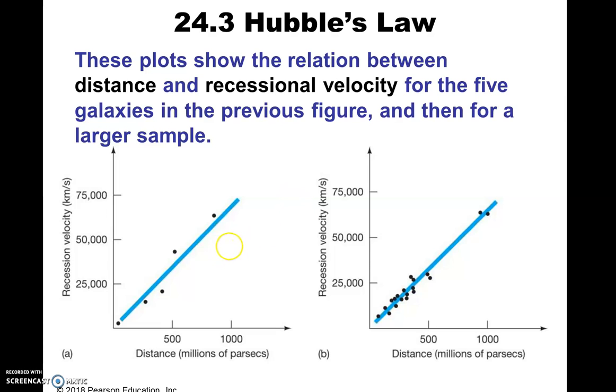Anyhow, what he discovered, and this is some of the information from his original work, is that there seemed to be a linear relationship. When he looked out at more galaxies, he found this linear relationship. That is, there's a relationship between the redshift and the distance to the galaxy. So the greater the redshift, right? Let's take this one right here.